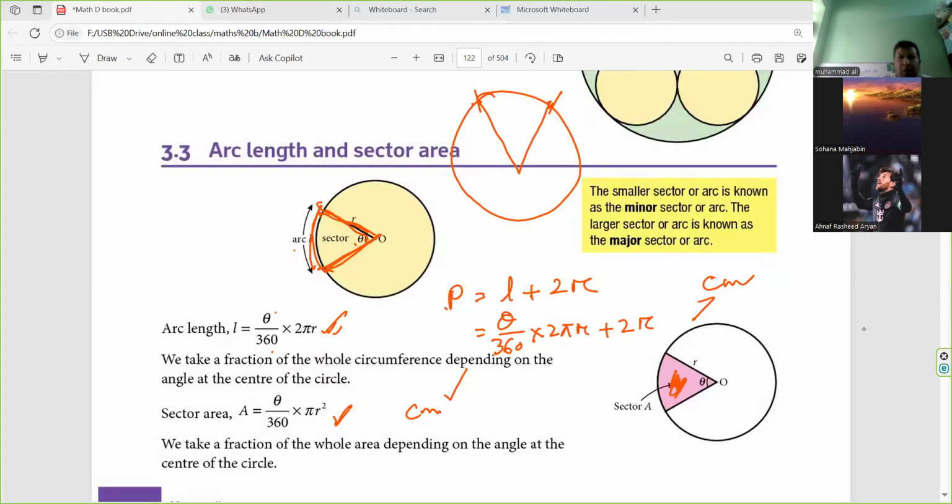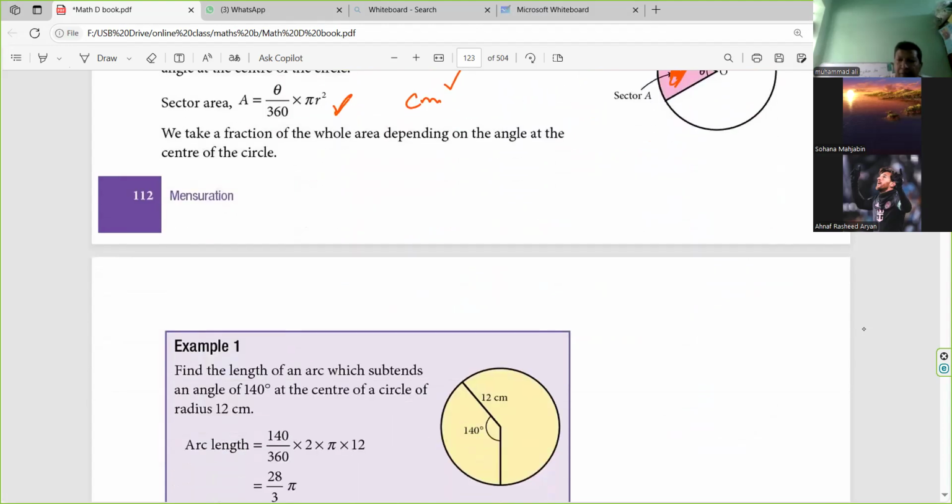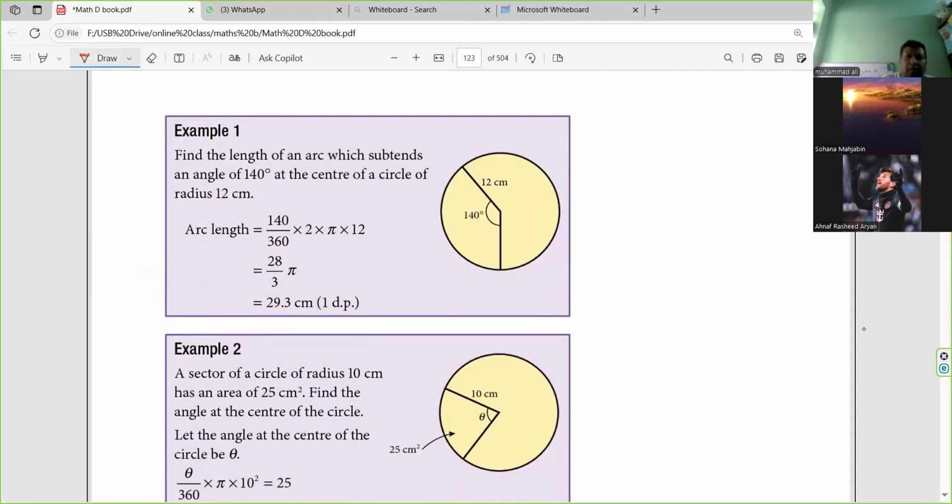So arc length and sector area, this is a very important topic. Okay, and now see, find the length of an arc which subtends an angle. This is the angle, this is the radius, this is also radius. So you have to use the formula arc length equals theta by 360 degrees multiplied by 2 pi r. Remember, for arc length, you have to write 2 pi r here. So theta is 140 divided by 360 degrees multiplied by 2 pi r. r is 12. So in this way, we have to write the answer.